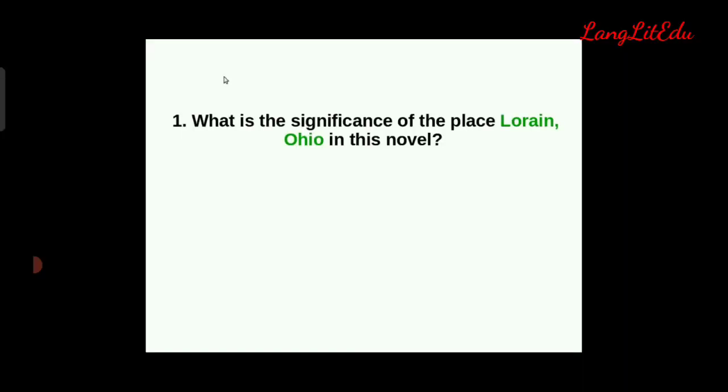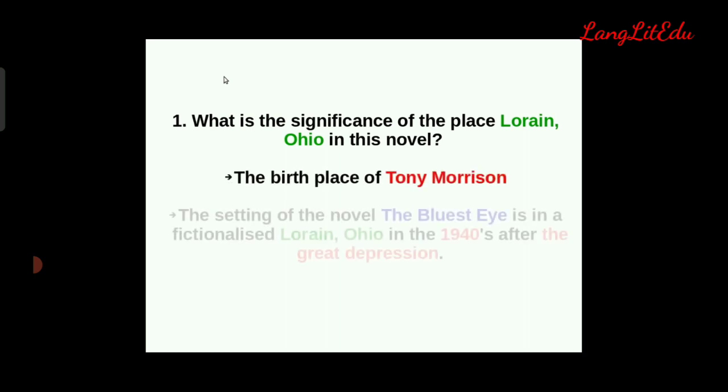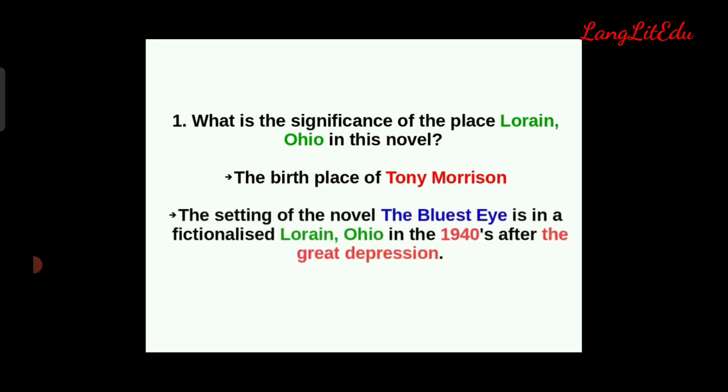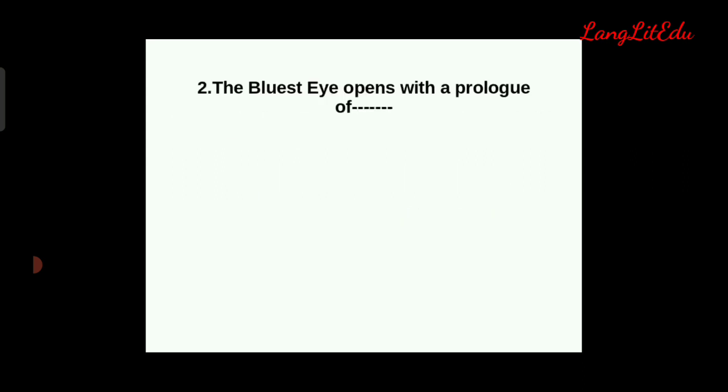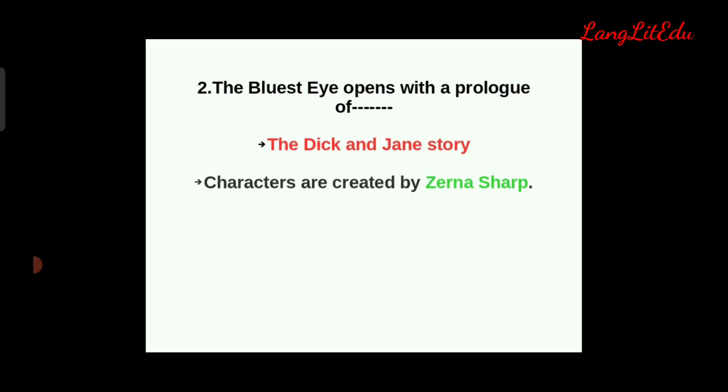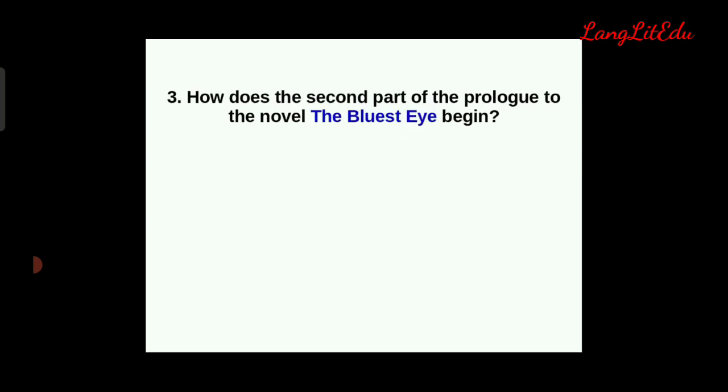What is the significance of the place Lorain, Ohio in this novel? It is the birthplace of Toni Morrison, and the setting of the novel, The Bluest Eye, is in the fictionalized Lorain, Ohio in the 1940s after the Great Depression. The Bluest Eye opens with a prologue of the Dick and Jane story, and the characters are created by Zerna Sharp, and the story is repeated 3 times in the novel.